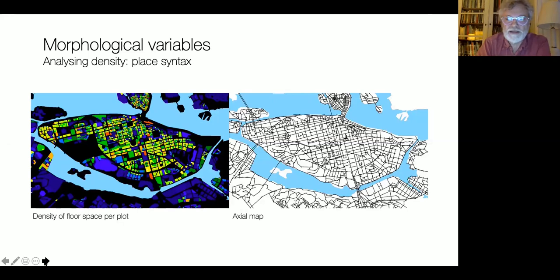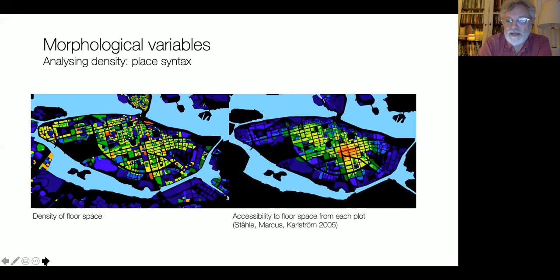And you then turn it into an accessibility measure or a location-based measure. So instead you get accessibility to floor space from each plot, for instance. So it's the same data in the two, but you measure it very differently, and you can use it for different things. And of course, there's a tool for this called Place Syntax Tool that can, in principle, measure the accessibility to anything.